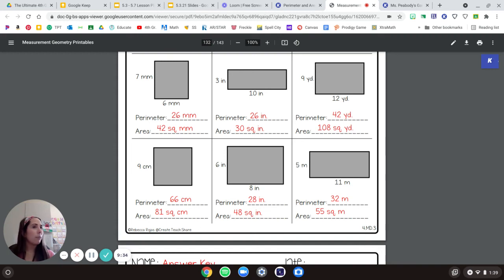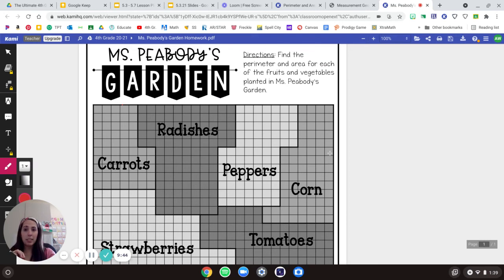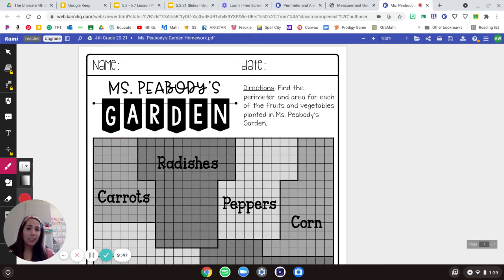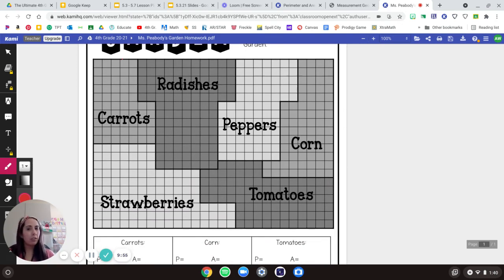All right, so now we're going to put our knowledge to practice, okay? A little bit of a challenge for it. Your homework is to use Miss Peabody's garden. You have to find the perimeter and area for each of the fruits and vegetables. But if you notice, she made the best use she could for her garden, right? There's no blank spaces and they kind of overlap some.